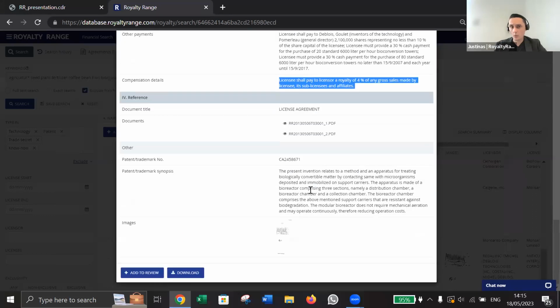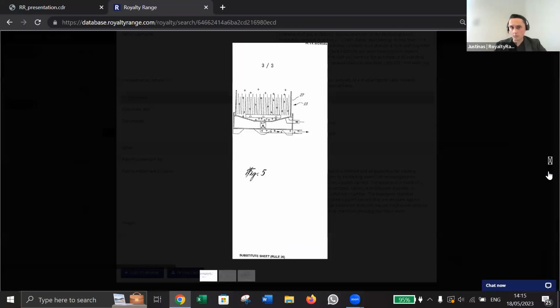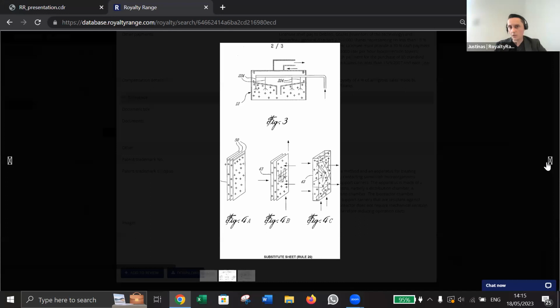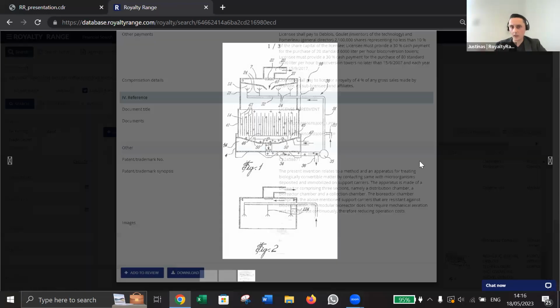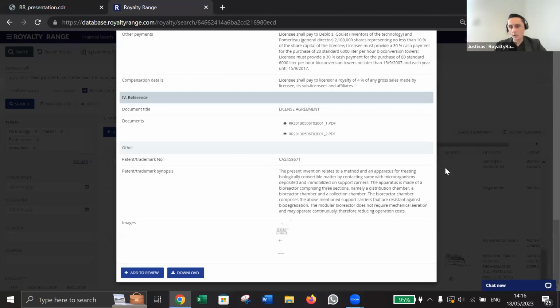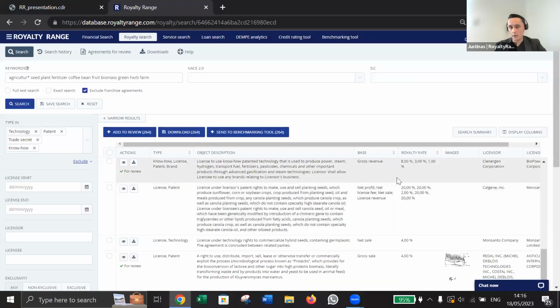And we have IP enrichment to help with comparability analysis, so patent and/or trademark numbers, synopsis of patent and/or trademark, and also an image gallery, which showcases some additional pictures, drawings, blueprints, product examples, and additional information. So you can see that this is a very detailed agreement summary, and this is more than enough to perform the comparability analysis for the benchmark.